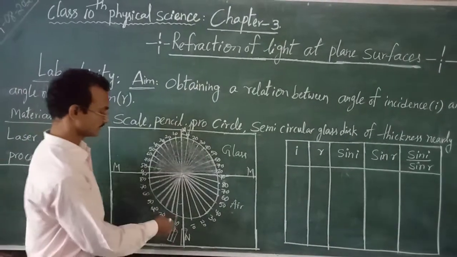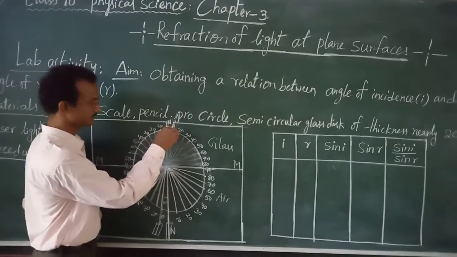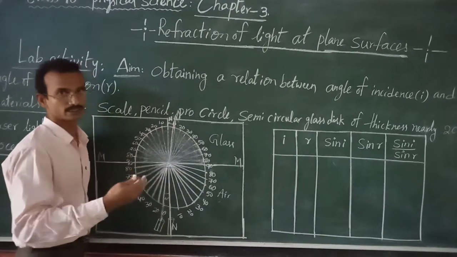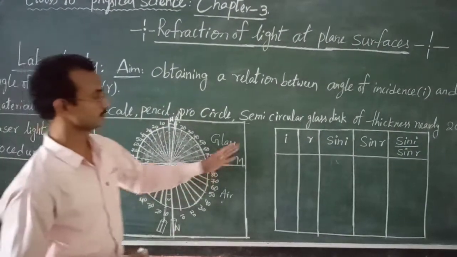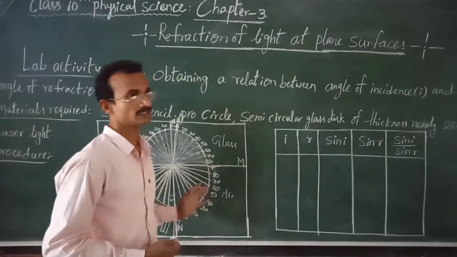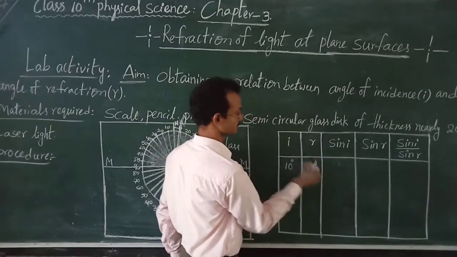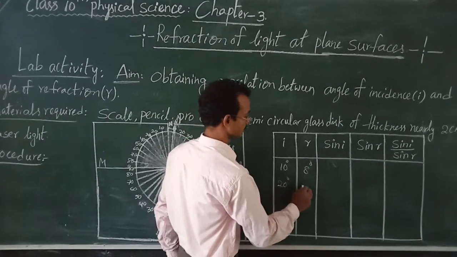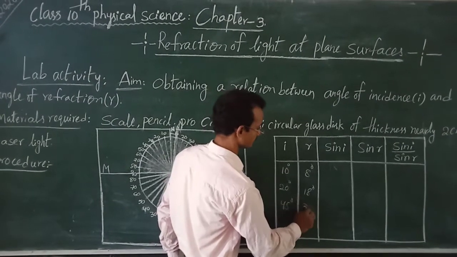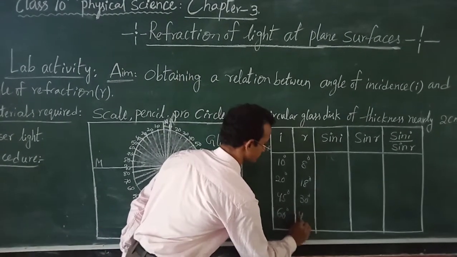For example, you send the laser light with an angle of 10 degrees. The refracted ray comes out of the glass below 10 degrees, like 9 or 8 degrees. So for all the angles of incidence, you will observe the angle of refraction becomes less than the angle of incidence. If you incident the light with 10 degrees, the angle of refraction becomes less, 8 degrees. With 20 degrees, it may come out less, 18 degrees. With 45 degrees, it may come out with 30 degrees. With 60 degrees incident, it may come out with an angle of 45.